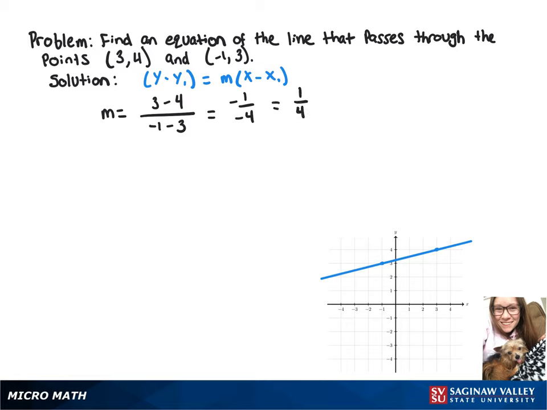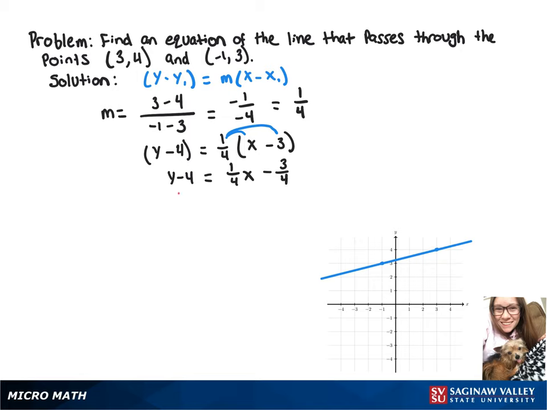Now we can take that m and one of our points and sub them into our general equation. So we'll do y minus 4 equals 1 over 4 times (x minus 3). Now we'll distribute that 1 over 4, leaving us with y minus 4 equals 1 fourth x minus 3 fourths.